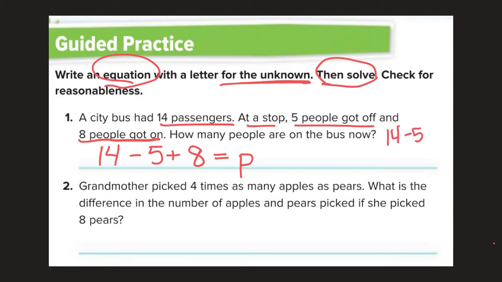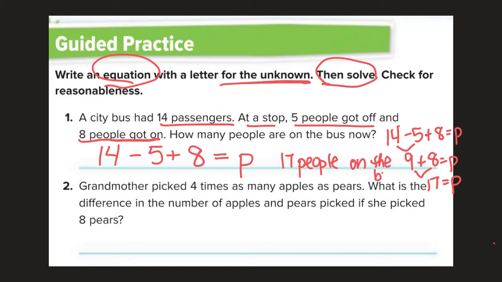14 minus 5 plus 8 equals P. So I've got subtracting and adding, so that means I need to work them from left to right. Subtracting is on the left, so I'll do that first. 14 minus 5 is 9. 9 plus 8 is 17. There are 17 people on the bus. Here we go.